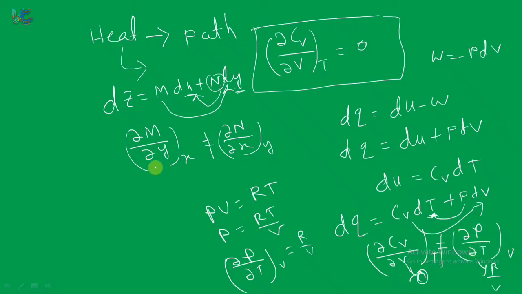And as I have said earlier, if del M del Y at constant X is not equal to del N del X at constant Y, then Z is not a state function. So here in this case, you are getting that del Cv del V at constant T is not equal to del P del T at constant V. That means from here you can say that Q is not a state function. Heat is not a state function. That means this is a path function. So by using this, we can say that heat is a path function for ideal gas, and we have proved this.